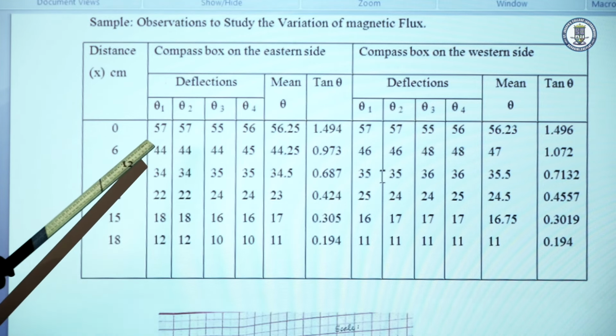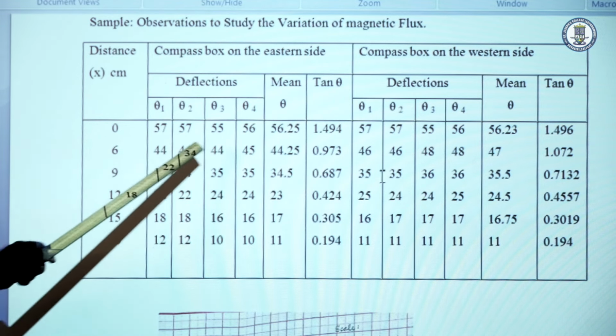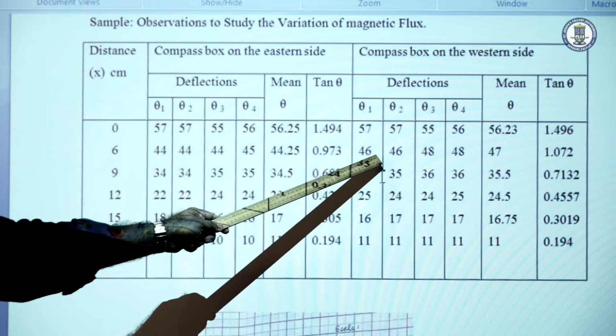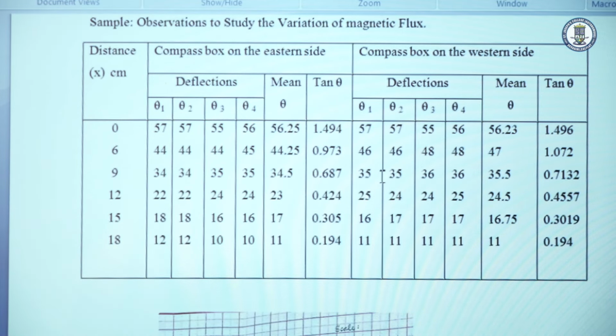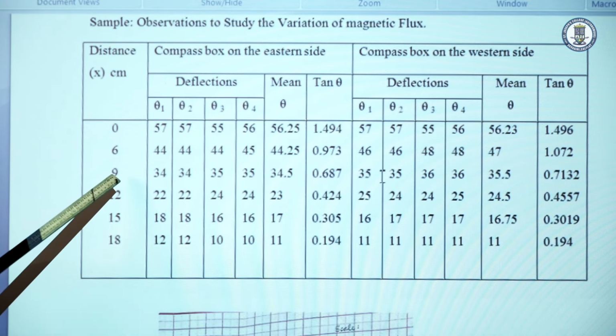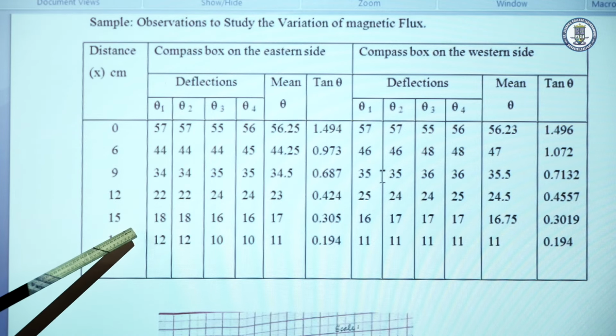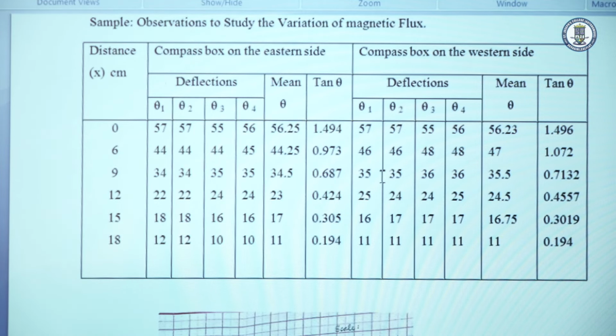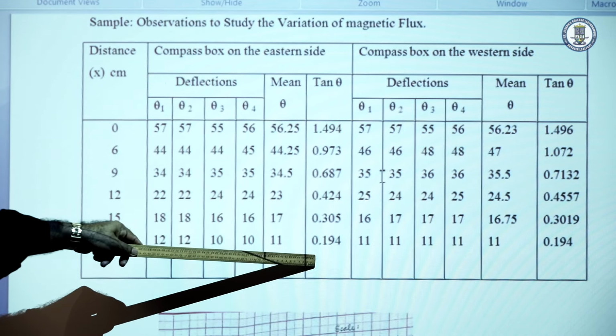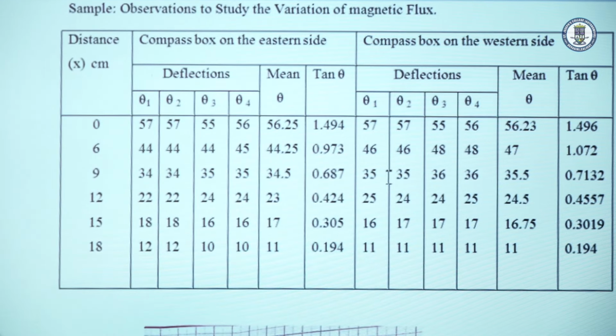Similarly, the compass box is kept at a distance of 6 centimeter on the western side. There also I got 4 readings and the mean tan theta is calculated. So we have the tan theta value on either side, eastern side and western side. Then it is repeated for another distance, say 9 centimeter, then 12, 15, 18, with a difference of 3 centimeter each. So on both sides, eastern and western, the tan theta value is calculated.